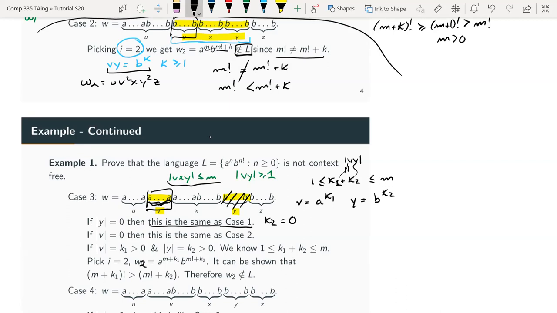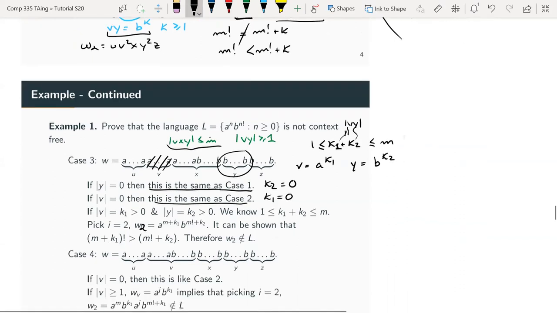Then if the length of V is zero, or K1 is zero, so V has no A's. So the other case would be V has no A's. So just pretend that's empty. Then the only thing you pump up or down is going to be the B's. But that's exactly the same as case two up here. And that's because for case two, the only thing you were doing is pumping the B's. So it doesn't matter if the B's were composed of the V and the Y, you were still just pumping the B's. So the idea is exactly the same. And so you can say that this is the same as case two.